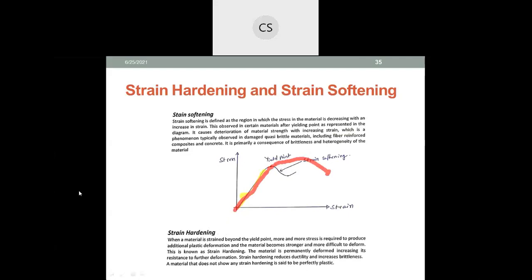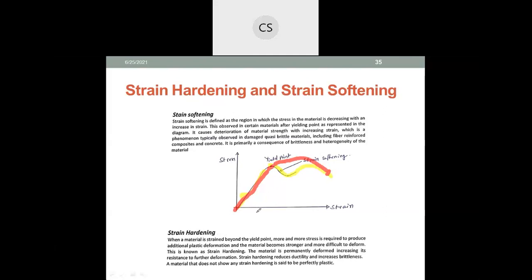But in some of the materials, you can see that after the yield point, it will bend. After the yield point, it will bend like this. Then again it will increase and go to maximum. Then it will go like this. So the important point you have to note is why after the yield point, in the plastic region, not in the elastic region, it decreases.